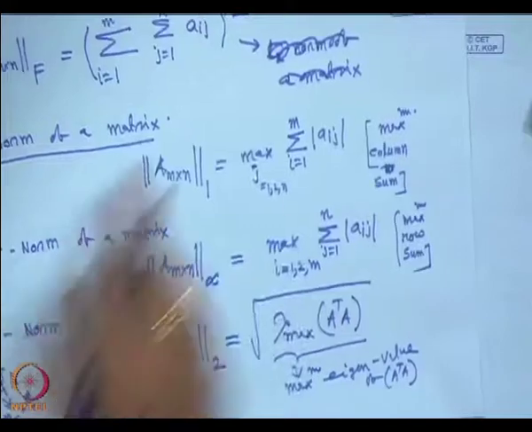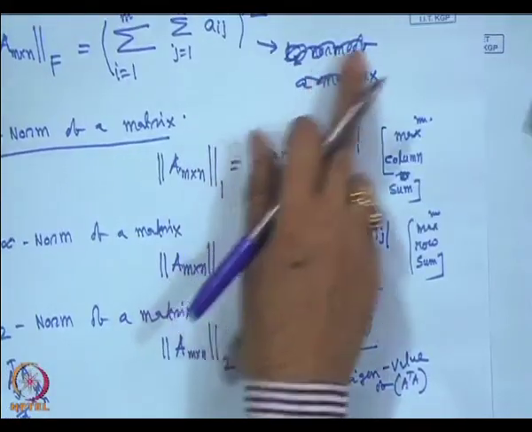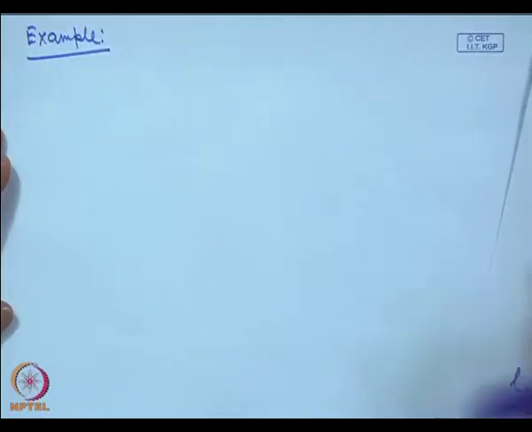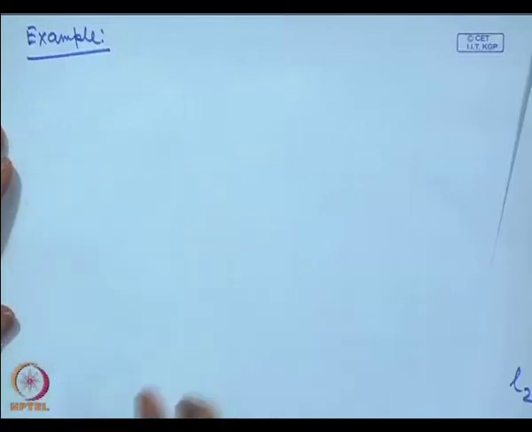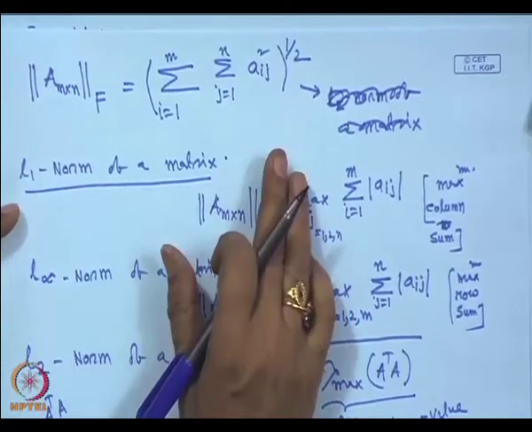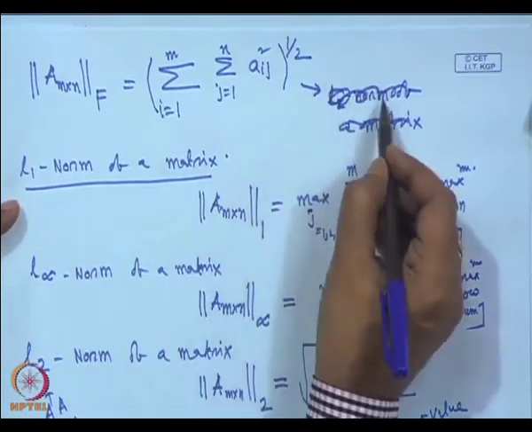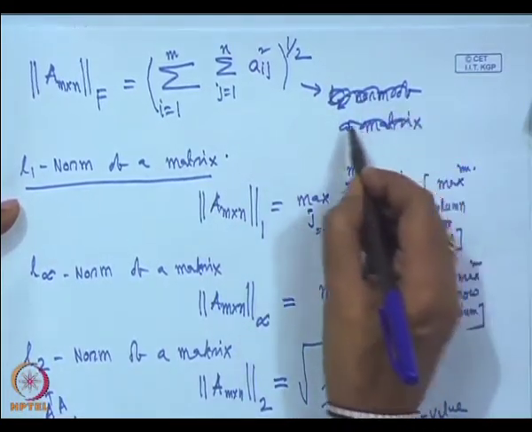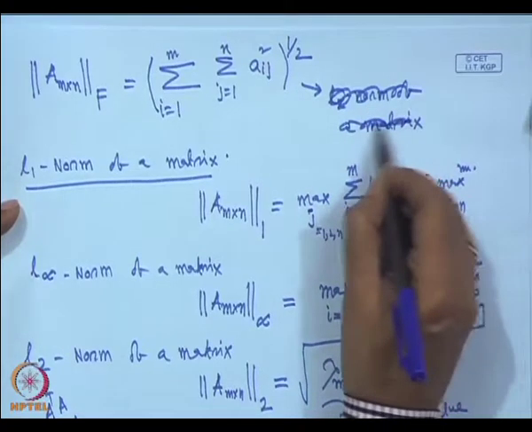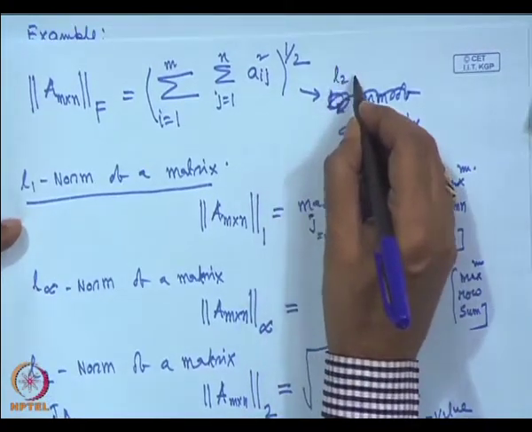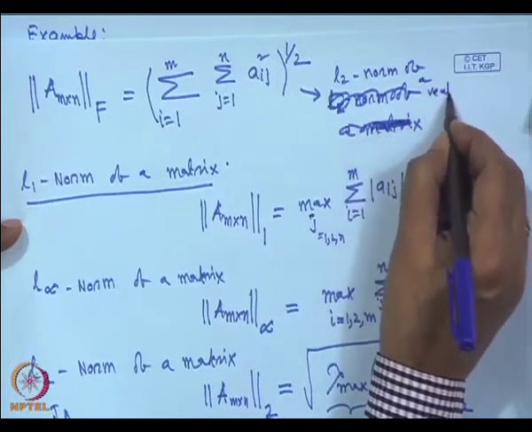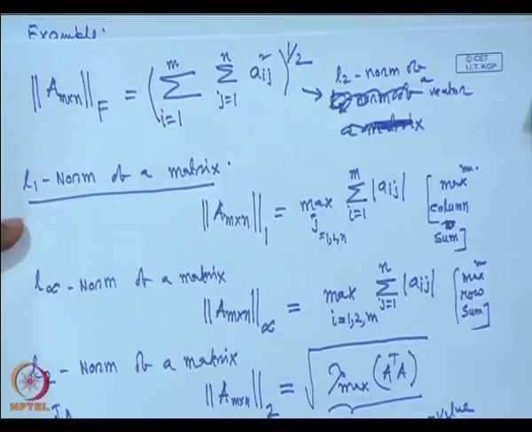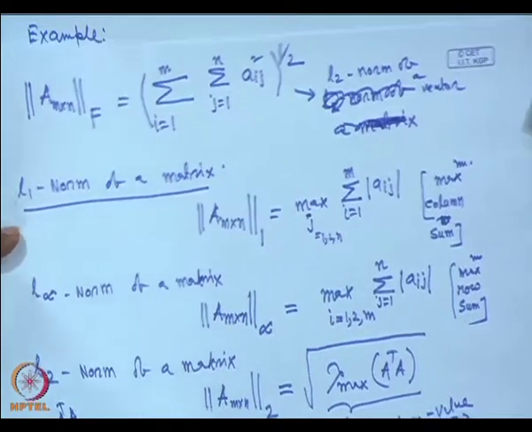And this is equivalent to the L2 norm of a vector. The way I told you, the whole elements of the matrix you convert into vector form, then find out that vector's L2 norm. So, this is equal to the L2 norm of a vector, when the matrix elements are arranged into a vector form.